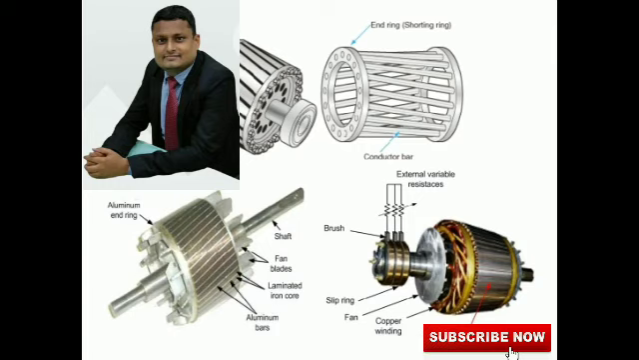Now rotor teeth. The width of the rotor teeth should not be too small, otherwise the flux density may exceed the limit of 1.7 Weber per meter square. Minimum width of the rotor teeth, WTR minimum, equals phi by 1.7 into SR by P into Li.